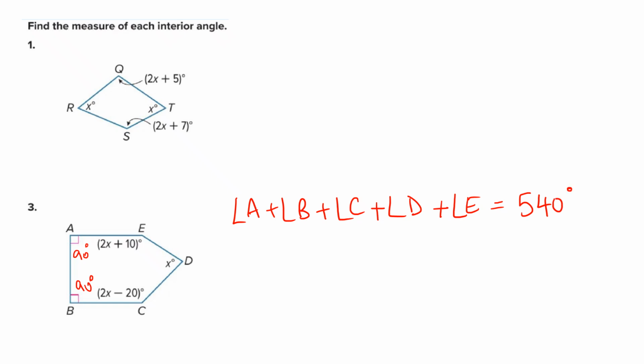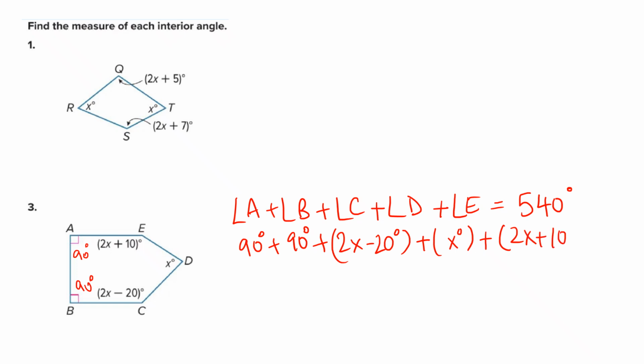Now we put the values. Angle A and angle B are 90 degrees, both are right angles. Angle C is given to be 2x minus 20 degrees. Angle D is given to be x. Angle E is given to be 2x plus 10 degrees. So all of this is equal to 540 degrees.